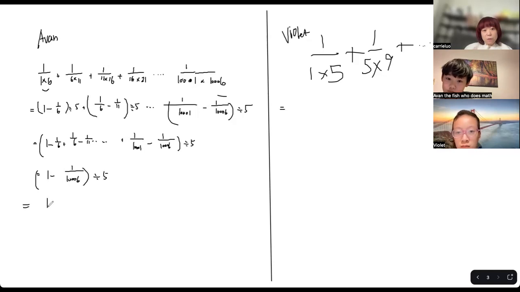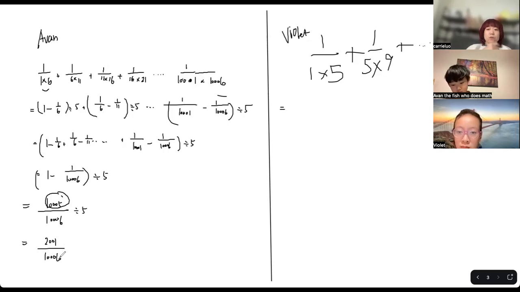So the answer is 10,005 over 10,006 divided by 5. So how do we divide it by 5? Just this one divided by 5 equals 2001. So the answer is 2001 over 10,006.